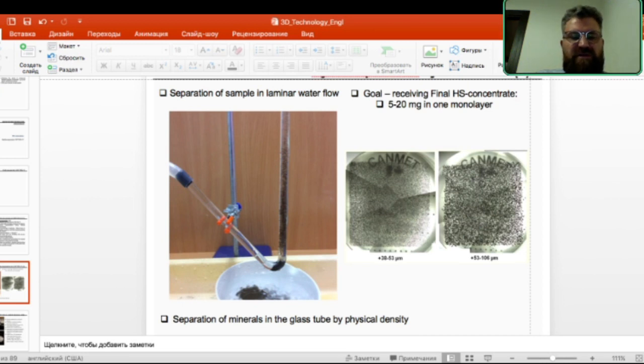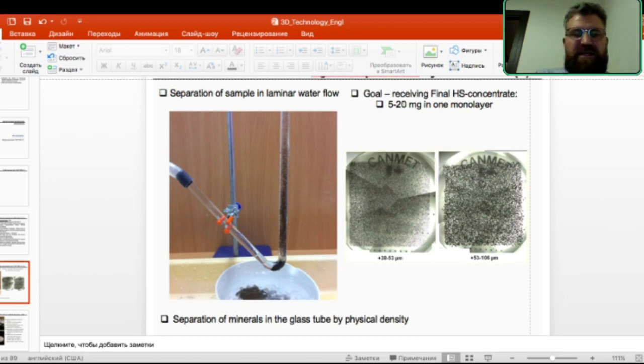Later, we will show you the whole setup. Oleg and his assistant will be using other mode of Twitch to show you guys how to make wet sieving, how to make hydroseparation. It will be done in 15 minutes, so please wait.